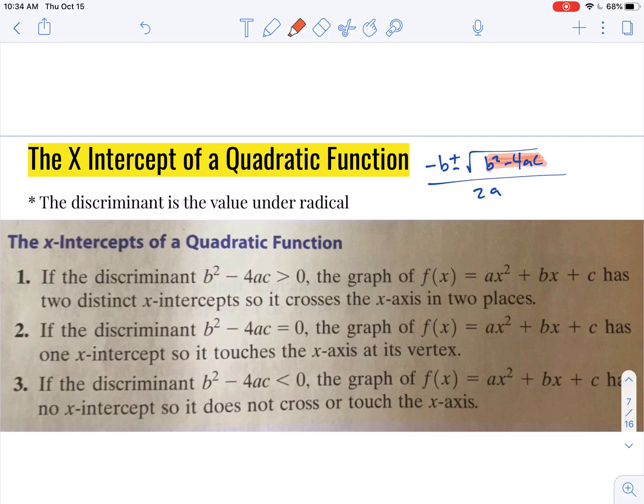Again, if it's greater than 0, that means we can take the square root of this function, and since we have plus or minus, that means we've got a positive and a negative square root, or we're adding that square root and we're subtracting that square root from negative b, so that's two intercepts.